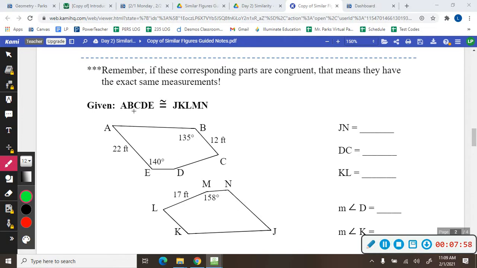So we have ABCDE, this first one, is congruent to JKLMN. And they're asking about JN. So I'm looking at this, and I'm going, okay, JN is from here to here. So where would that be on this one? Well, JN is the first one to the last one. So it's going to be the first one to the last one. That's going to correspond to AE. So I could go find AE. And so then I would say that JN, if I'm trying to find the measurement, it would be equal to AE, which is 22.